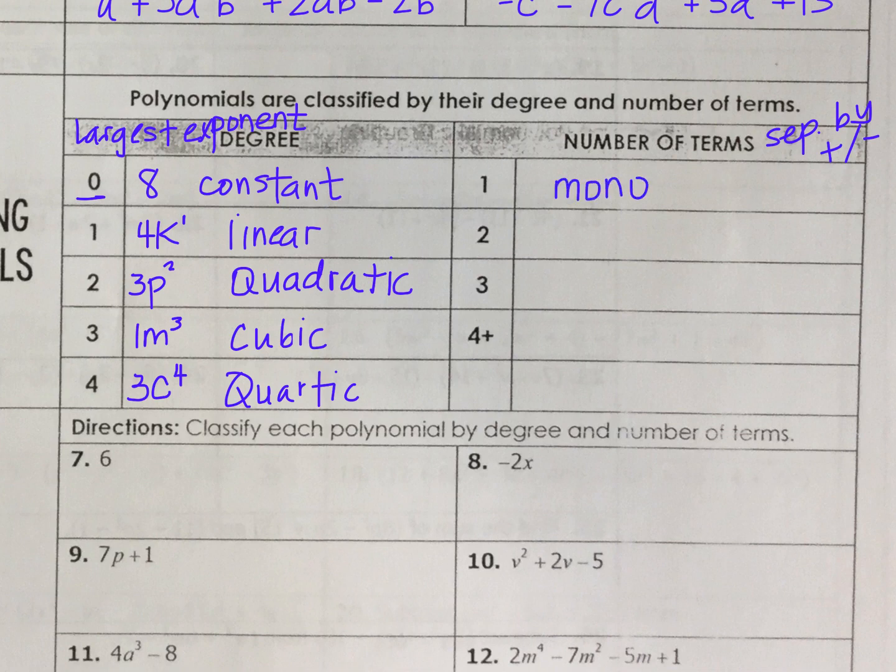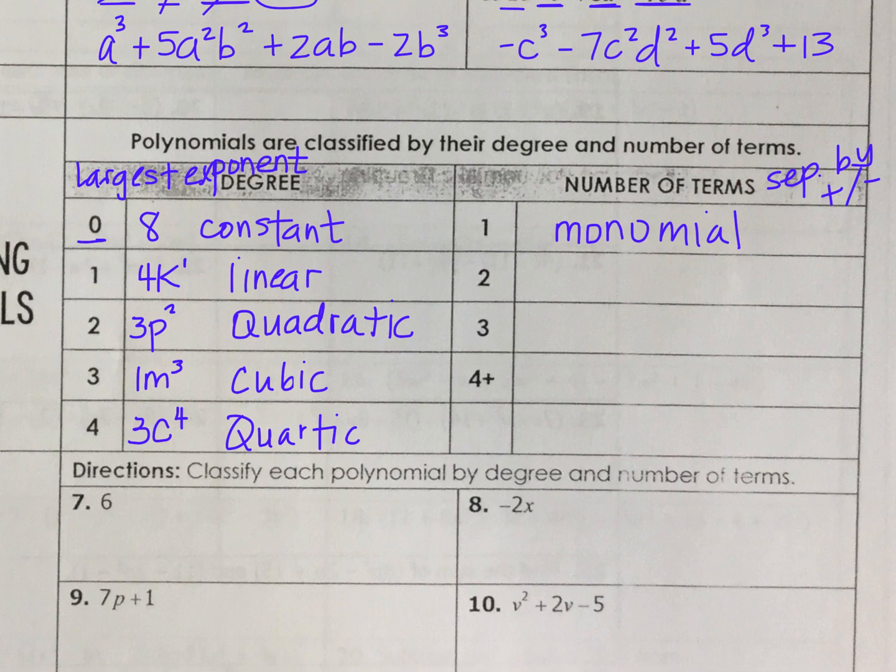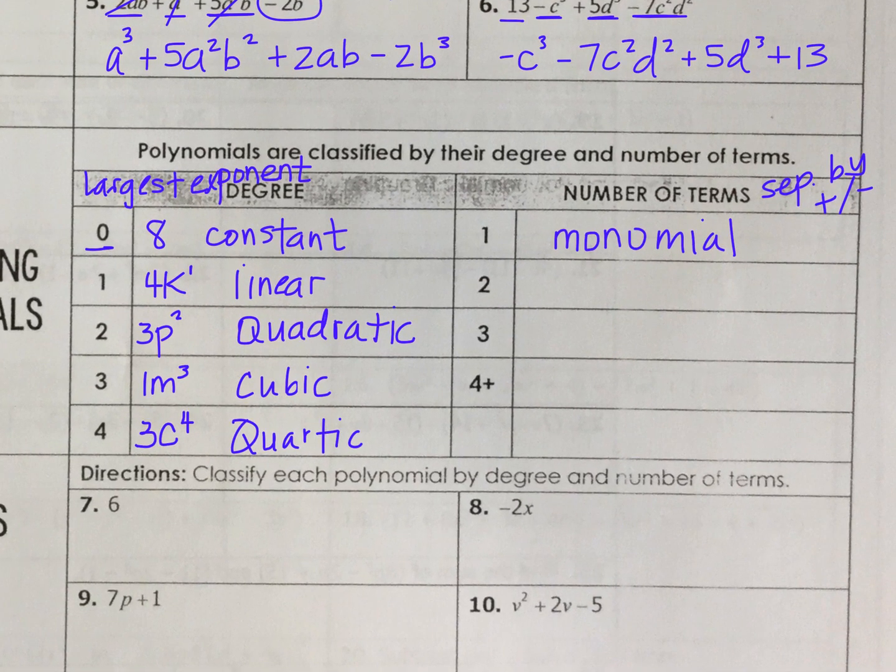So the word mono means one. So monomial means I have just one term. The word bi means two. So if I have a binomial, that means that I'm going to have two terms. The word for three terms would be a trinomial. And anything four or more terms, it just gets the generic name polynomial, means many.